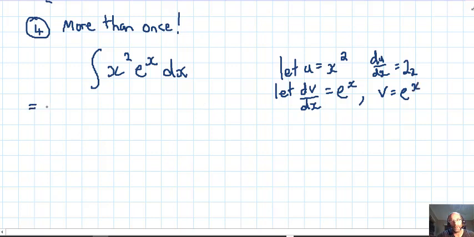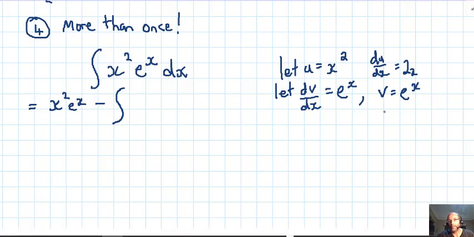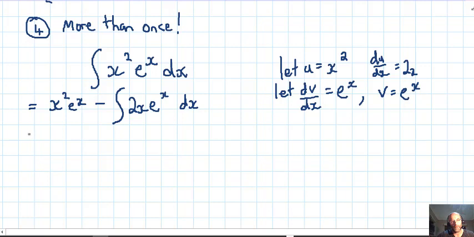So we plug that in. We've got u times v, which is x squared e to the x, minus, this is an antiderivative, an indefinite integral, so there are no limits on this one, v times du dx, which is 2x times e to the x. I'll write it in that order. dx.